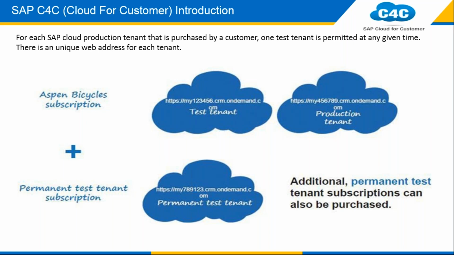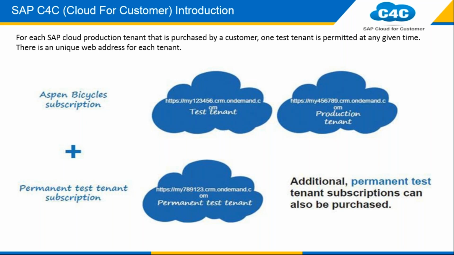So here the functionality given is the SAP subscription. What does it mean? Whenever a client requests a tenant, SAP provides a test tenant, that is a test URL, along with a production tenant, that is a production URL. SAP only charges for one tenant, and the other tenant SAP gives for free. They don't charge for the second tenant.